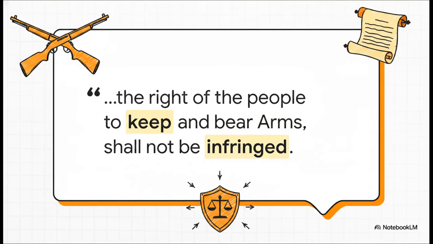Here is the exact text of the Second Amendment. A well-regulated militia, being necessary to the security of a free state, the right of the people to keep and bear arms shall not be infringed. Like the others we've looked at, this was specifically written to outline the boundaries of the government and protect citizens.